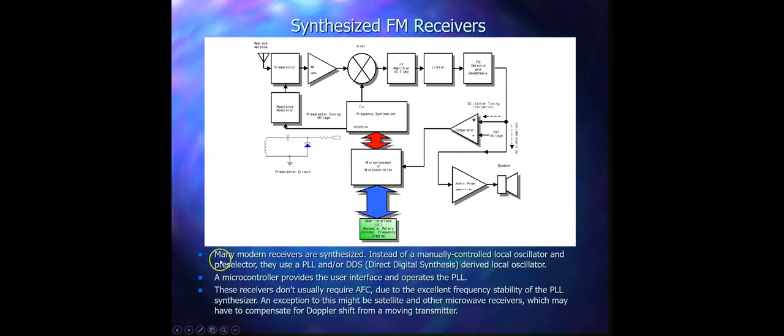So I'm going to quickly read here. It says many modern receivers are synthesized instead of using a manually controlled local oscillator and a preselector. They use a PLL or direct digital synthesized derived local oscillators. A microcontroller provides the user interface and operates the PLL. These receivers don't usually require AFC, automatic frequency control, due to the excellent frequency stability of the PLL synthesizer. An exception might be a satellite or other microwave receivers, which may have to compensate for Doppler shift from a moving transmitter. So maybe in those cases you can use AFC.